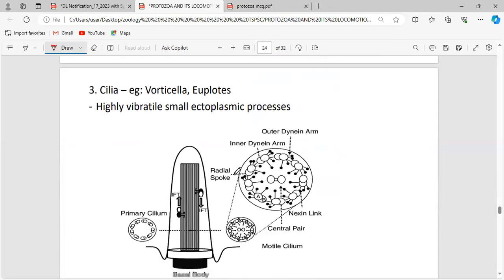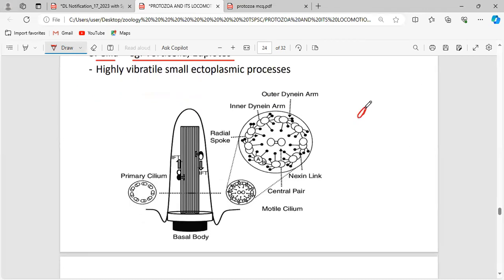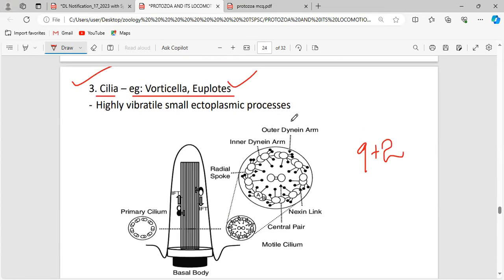Next, cilia. Examples of cilia are Vorticella and Euplotes. Just like flagella, it also occurs in the 9+2 arrangement. This is all a questionable area, so don't take it lightly. Cilia have nine paired peripheral fibers, 1, 2, 3, 4, 5, 6, 7, 8, 9, and two central fibers. They are all embedded in the structural matrix, in between the outer and inner fibers.